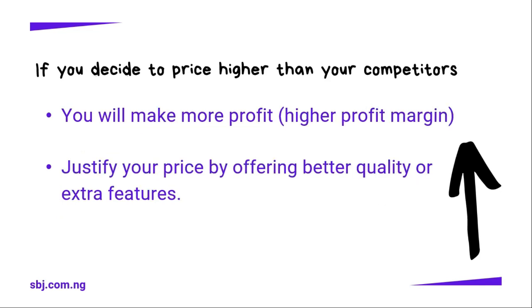Now, the third option is this. If you decide to price your goods, services or product higher than your competitors, say your competitor is selling a particular perfume for 6,000 naira, and you decide to sell your own bottle of perfume for 10,000 naira, it means you make more profit. Imagine a 4,000 naira difference. But you have to be able to justify your price by offering better quality or extra features.